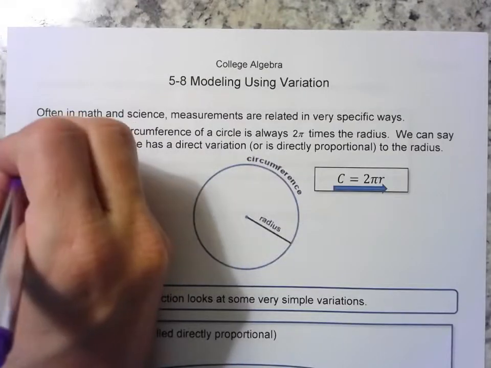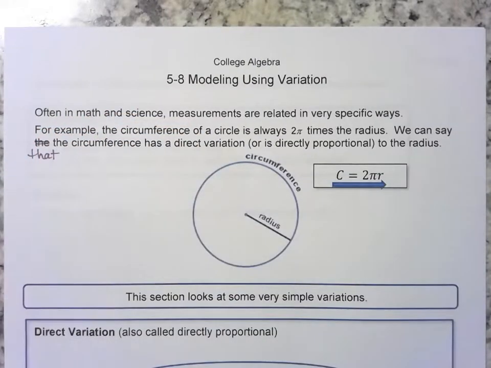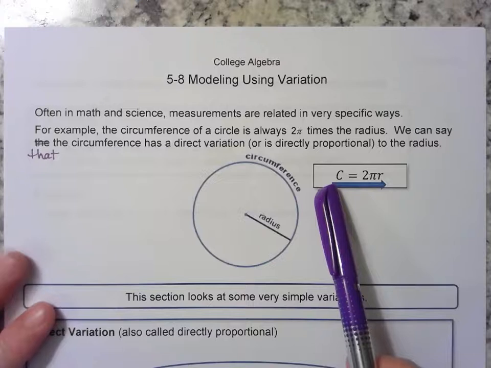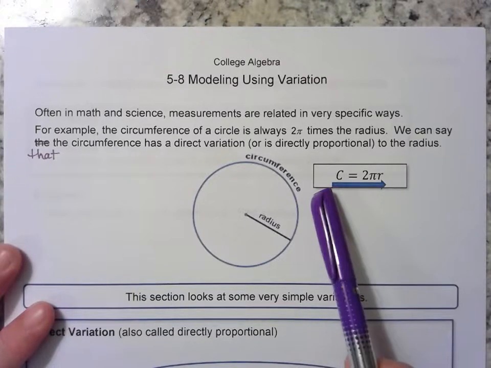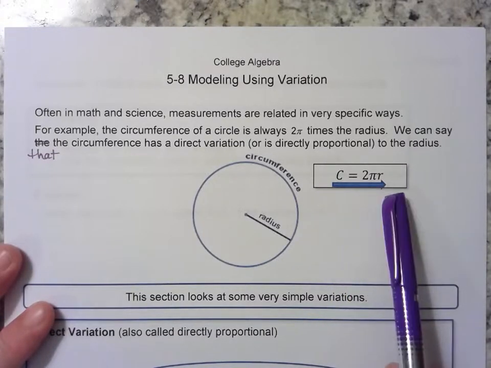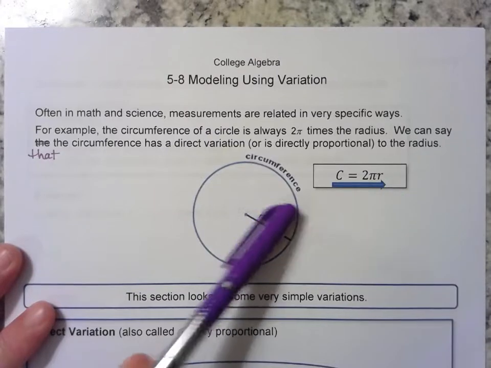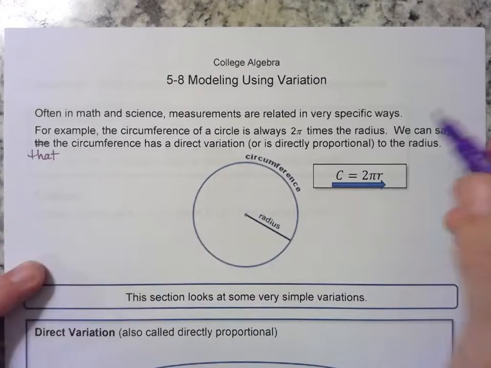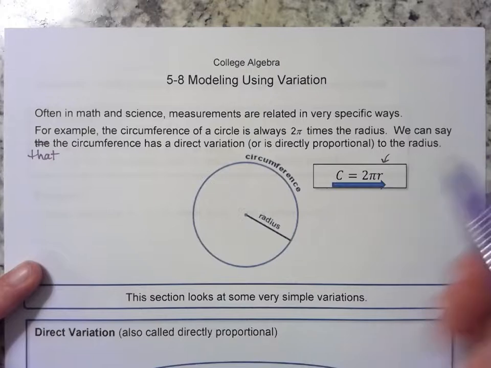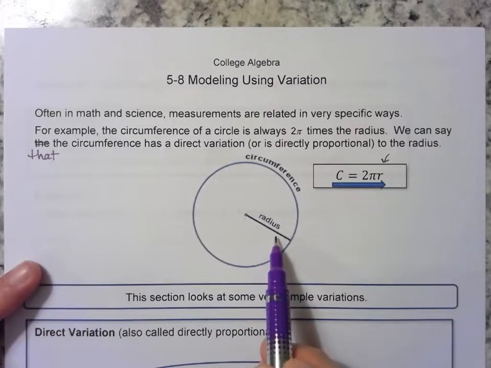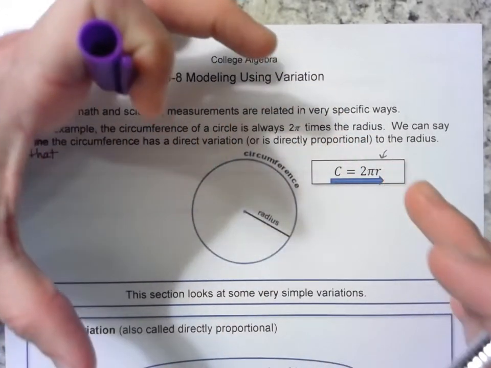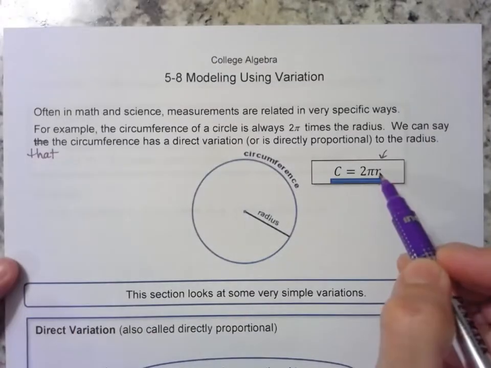Always gotta find those typos, right? The circumference is directly proportional to the radius. I put this blue arrow here on purpose. It goes straight across. That means as the radius gets bigger, the circumference gets bigger as well, right? So as the radius gets bigger, the circumference gets bigger.